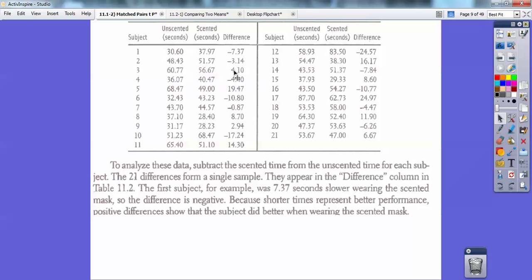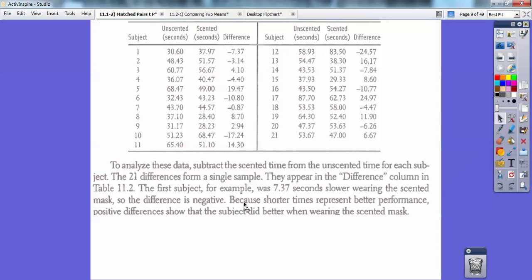So they want to know the positives. They want to test to see if it makes them go faster. So these numbers should be smaller. Okay, so when you subtract, you should get a positive over here. So like right here, this one. When you subtracted those, yeah, that person did go faster with the scented mask.